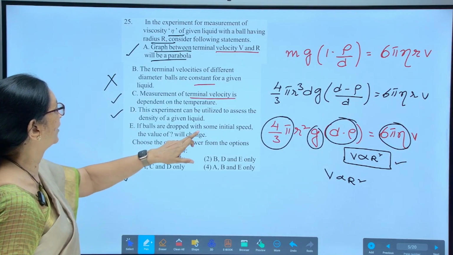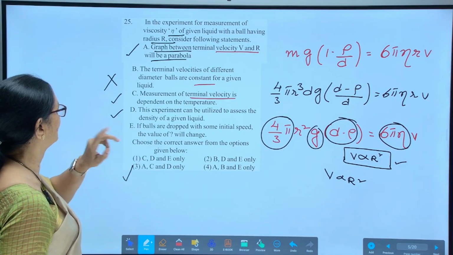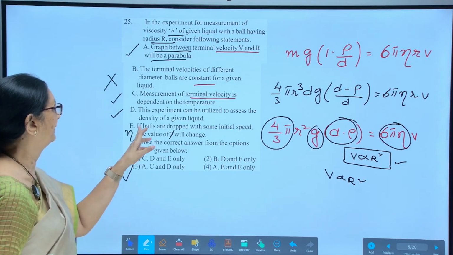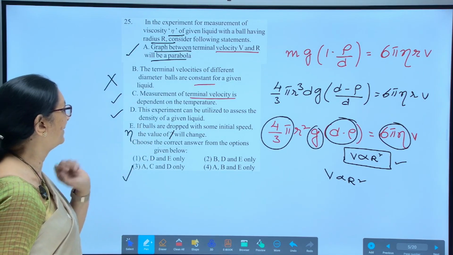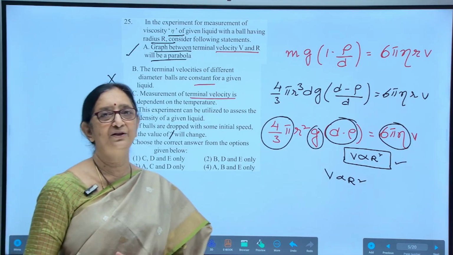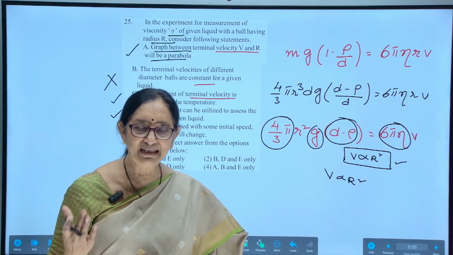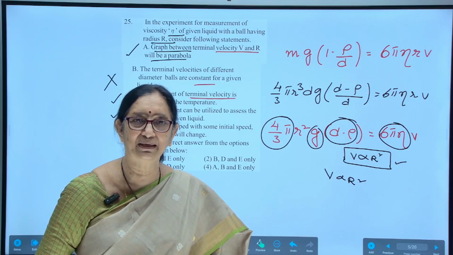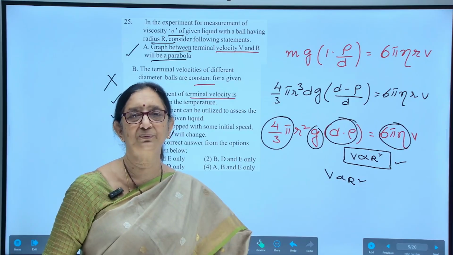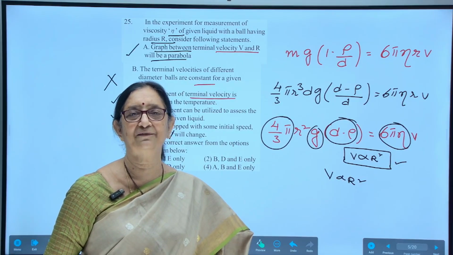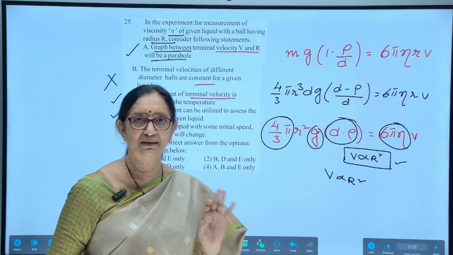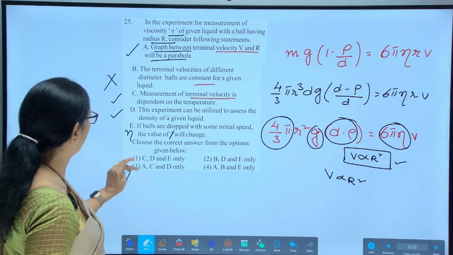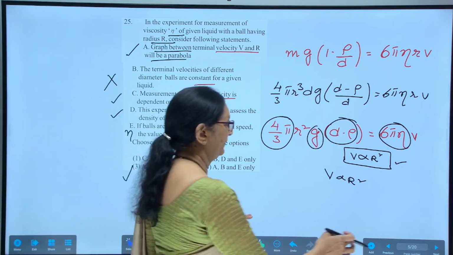And balls are dropped with some initial speed, value of eta changes. That is what is given. No. Eta is constant, that is a characteristic feature of the given liquid. It does not depend on the object which is dropped or the velocity of the object and so on. So that is a wrong statement. So A, C, D are true. Okay.